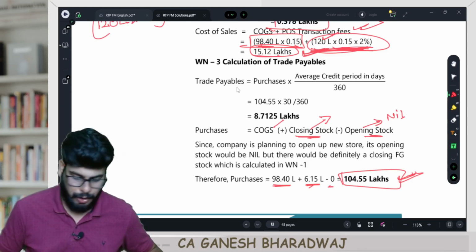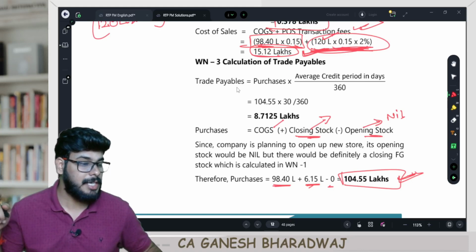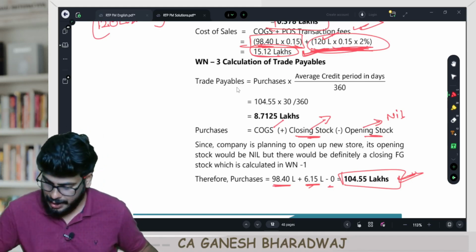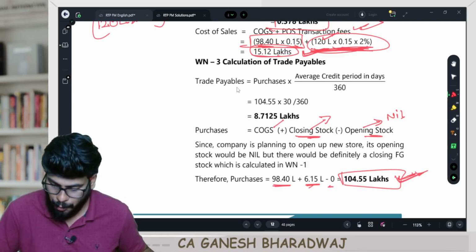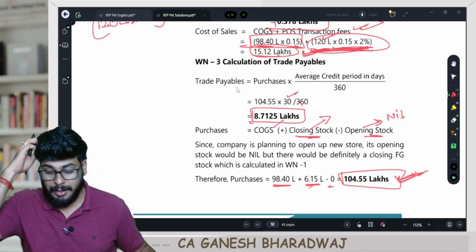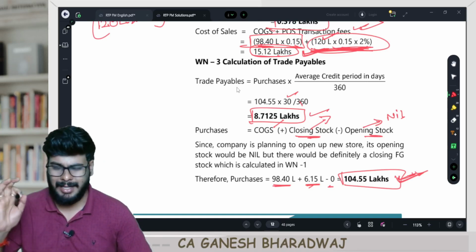Yes, it's mentioned in the question. They are giving a credit period of 30 days, right? The suppliers of these products provide a credit period of average 30 days. So basically, if this is for the entire year, how much is it going to be for 30 days? 104.55 divided by 360 into 30. So you get that the trade payable at any given point of time is going to be 8.7125 lakhs. Are you clear with this?